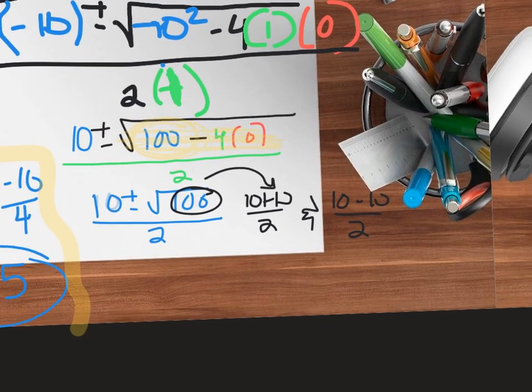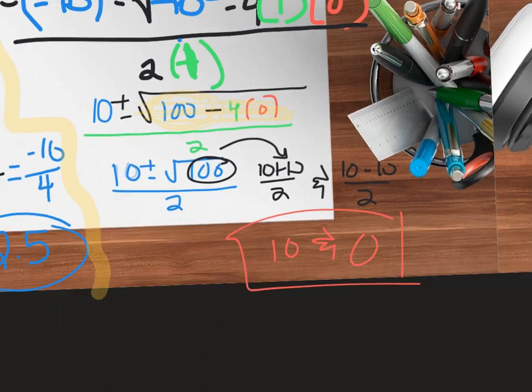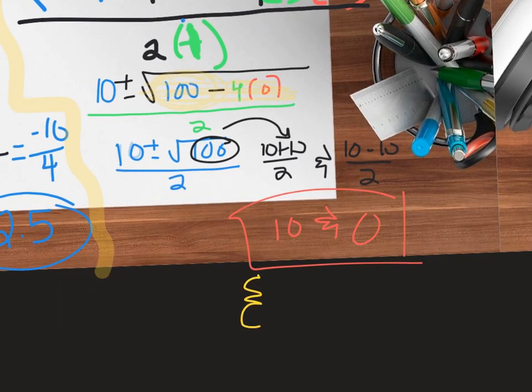Okay, so now let's go ahead and simplify to get our two answers. 10 plus 10 is 20, divided by 2 is 10. 10 minus 10 is 0, nothing, and I divide it between my two friends. We each get nothing. So my two final answers are 0 and 10. Okay? Pause it, give the next two a shot.